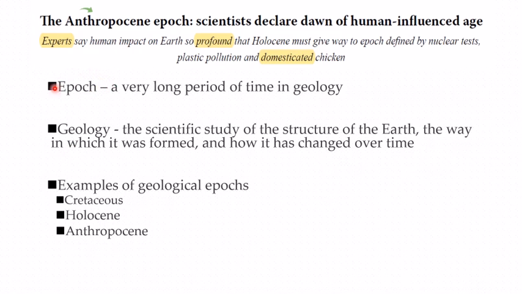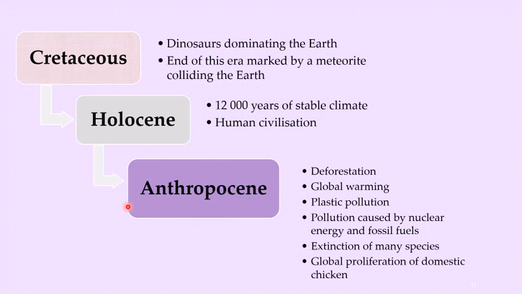Epoch would be referring to a very long period of time in geology. As for geology, it is about the scientific study of the structure of the Earth, about the way it is formed, and also how it has changed over time. In the text, you would find that 3 examples of geological epochs would be discussed. And the following table would help you understand more about them.